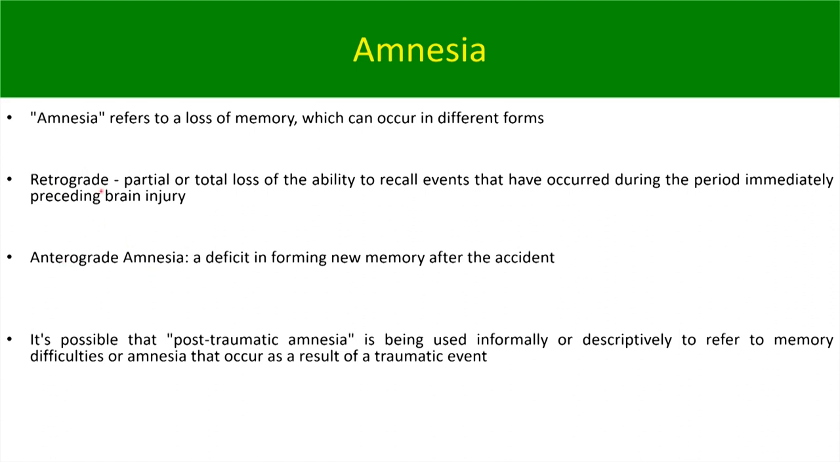Retrograde amnesia means it is a partial or total loss of the ability to recall events that have occurred during the period immediately preceding the brain injury. Whereas in the case of anterograde amnesia, it is a deficit in forming new memory after the incident. Here is an example of retrograde amnesia.